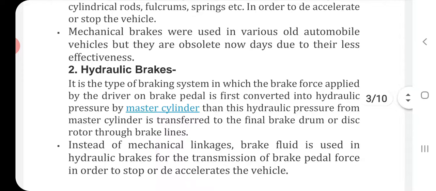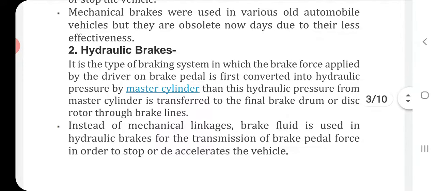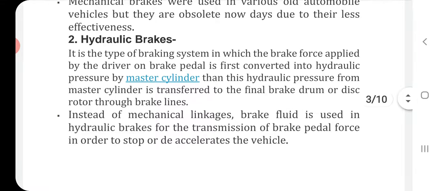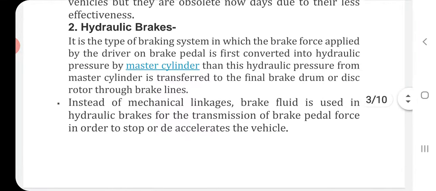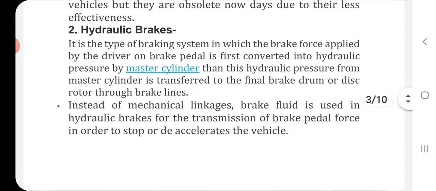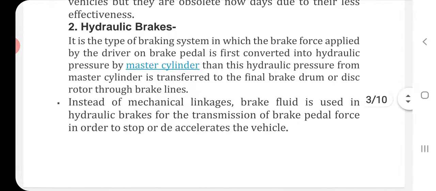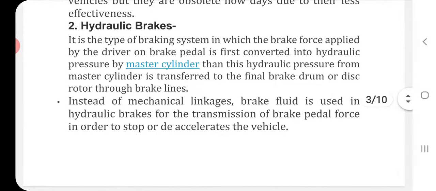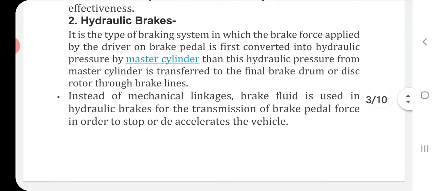The next one is the hydraulic brakes. These are a somewhat advanced type of brakes, and we are using them extensively nowadays. You can find these hydraulic brakes in most bikes and in cars. It is the type of braking system in which the brake force applied by the driver on the brake pedal is first converted into hydraulic pressure by the master cylinder.